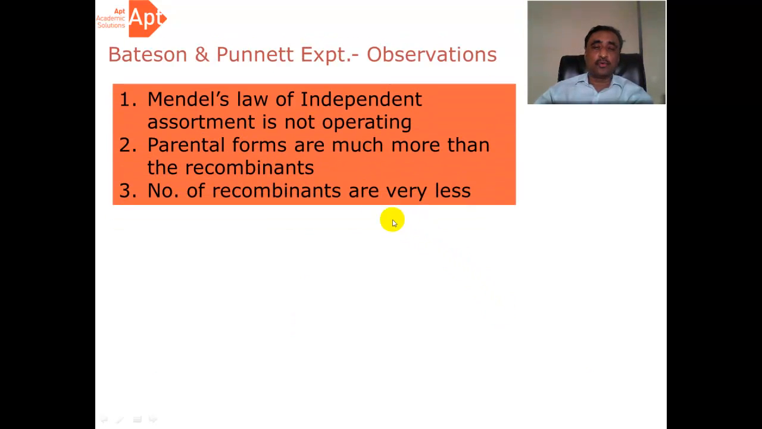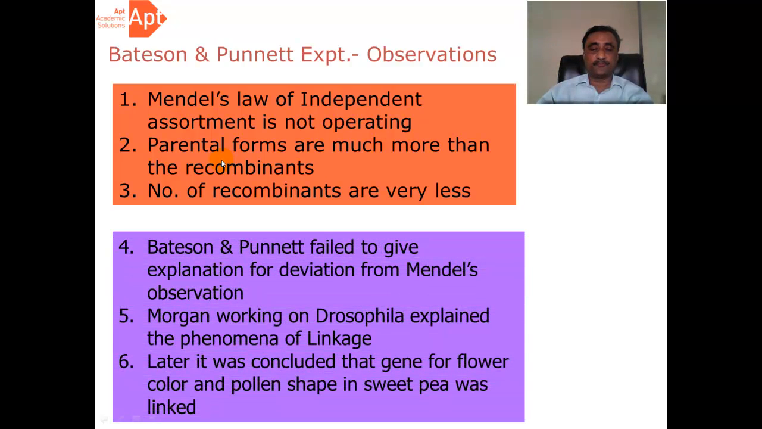What they observed was that Mendel's law of independent assortment is not operating. Had it been operating, they would have got the 9:3:3:1 ratio. Second observation was that the parental forms are much more than the recombinants, and the number of recombinants is very less. So as I told you, Bateson and Punnett failed to give the explanation for Mendel's experiment. They simply said that there is a tendency of these two characters to inherit together, but the real explanation for the linkage was actually provided by Morgan while working on Drosophila.